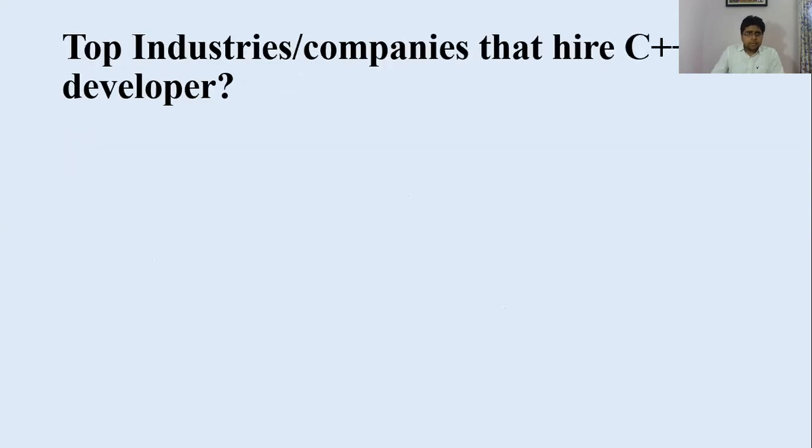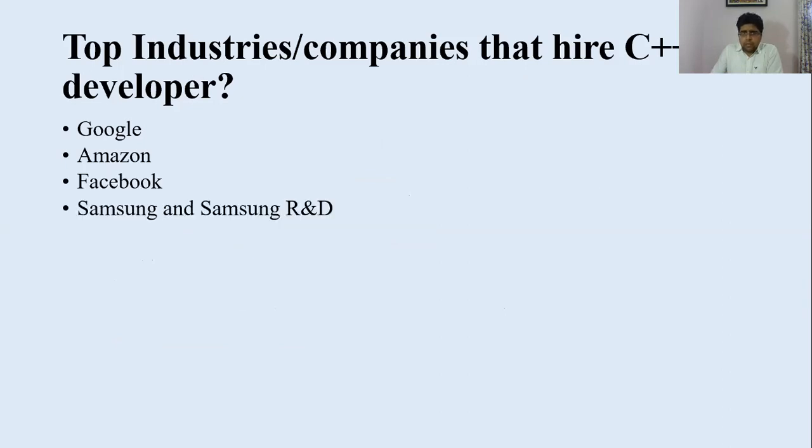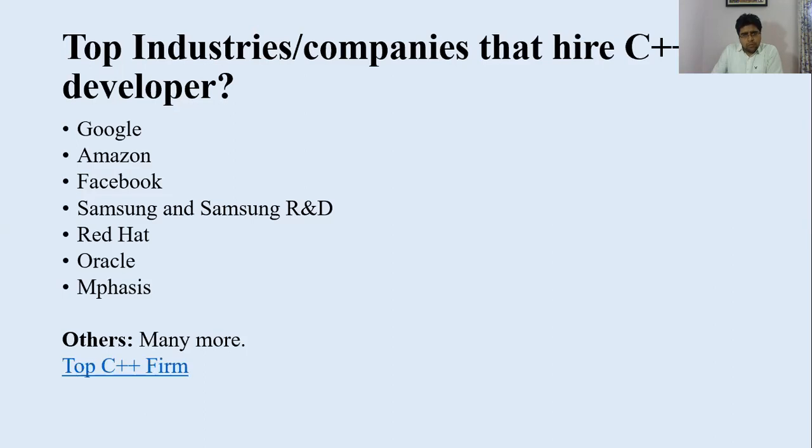Top giant companies, this is also very important, are looking forward to hiring C++ developers. Google, yes, Google is one of those giants. Amazon, some of my friends are working in Amazon and using C++. Facebook, Samsung R&D, I have some colleagues already working in Samsung R&D using C++. Red Hat, Oracle, I have some colleagues using C++. Emphasis, and many more. You can check out those companies by clicking over this link. I have given the link in the PPT.